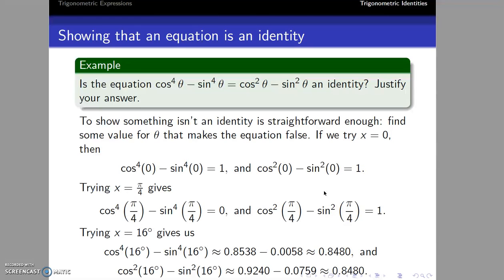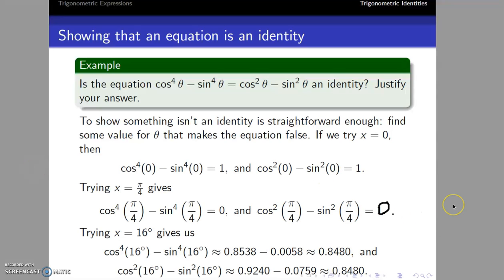Maybe we'll try pi over 4. This is actually a bad example as well, because cosine of pi over 4 and sine of pi over 4 are equal. So if I raise them to the fourth power, I still have two equal things. That subtracts out to be 0. If I square each of them, I have two equal things. That should also be 0.